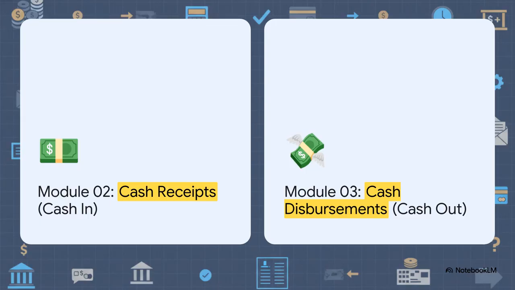In our previous modules, we covered cash coming in, Module 02, and cash going out, Module 03. But the bank reconciliation, this is the ultimate independent check that bridges those two worlds. It's how we confirm that everything we've recorded in our books actually matches reality. If the cash in and cash out don't tie perfectly to the bank, well, we have a problem.